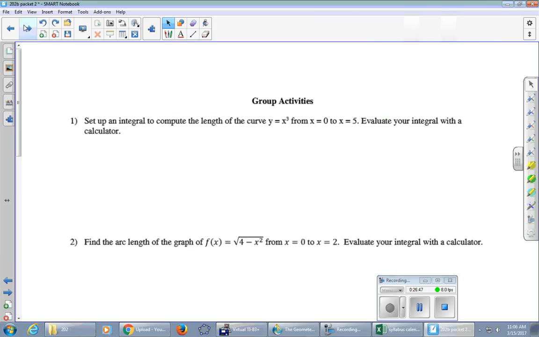Okay, go ahead and start on the activities on the next page. Real common, we're just going to ask you to use your calculator to do the integral. So it's more important for me to get the setup right.